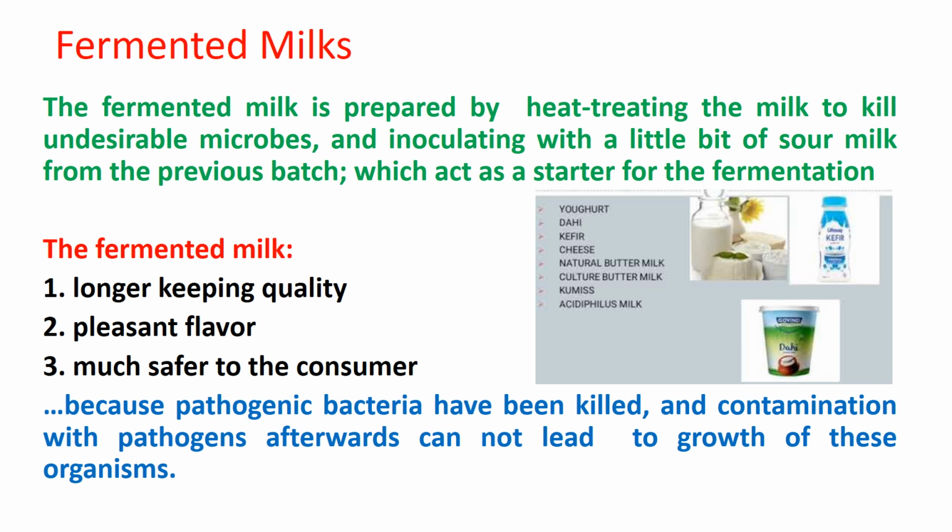Now let us understand fermented milks. A fermented milk is prepared by heat treating the milk to kill undesirable microbes and inoculating with a little bit of sour milk from the previous batch, which acts as a starter for the fermentation. This is the normal process followed at home. First the milk is heated, which kills the pathogens and most other organisms, and then the old fermented milk is used as a culture for inoculation, which gives the fermentation for the new product.